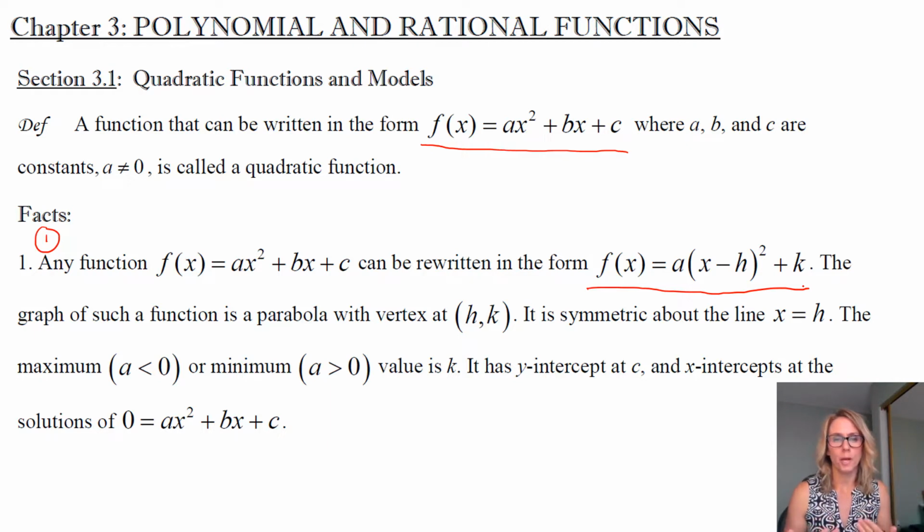If you have a quadratic that is written in that form, then what follows from that is that h and that k that you see there are the vertex. So the vertex is h comma k.